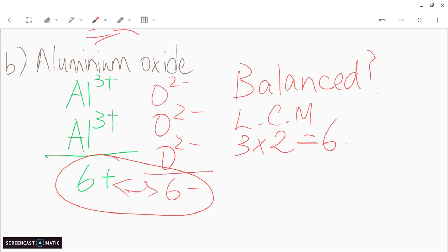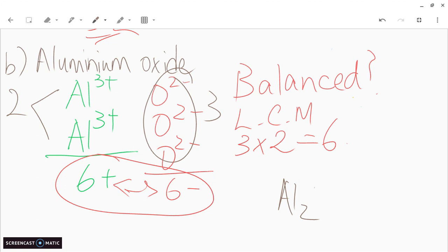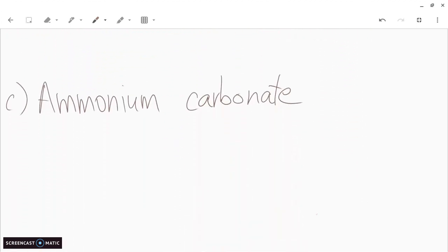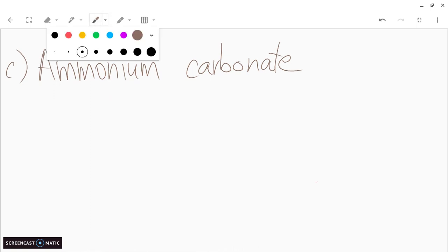Okay, so now we can write down the overall chemical formula. On the left, I have 2 aluminum ions, and on the right, I have 3 oxides. So the overall chemical formula is Al2O3. Okay?